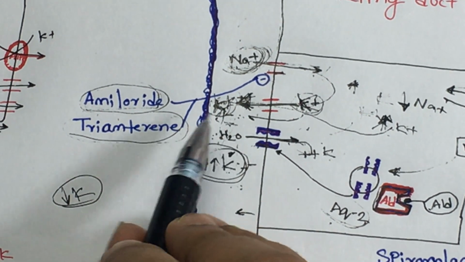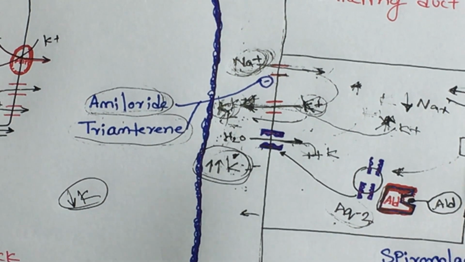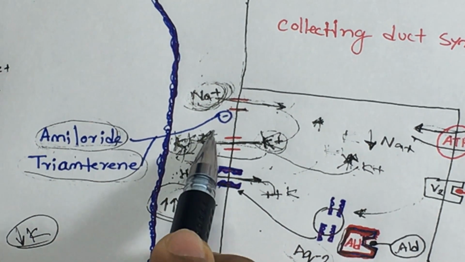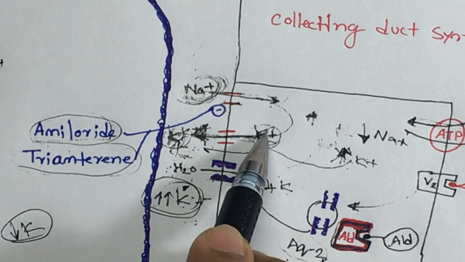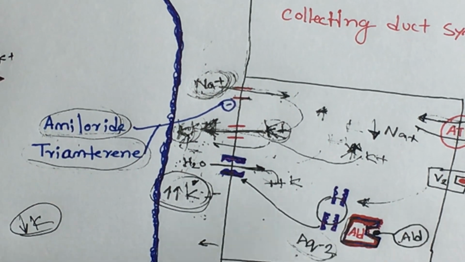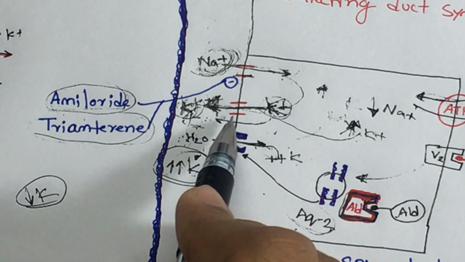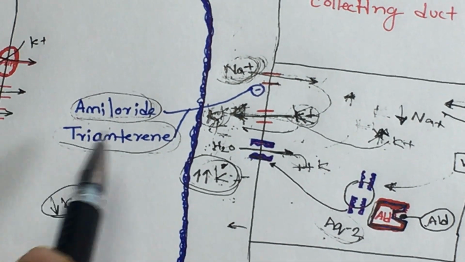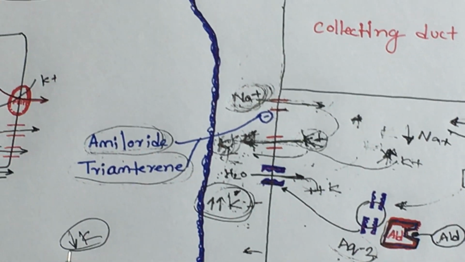And it will also cause the acidosis. How? Because we know one principle, that when we excrete the potassium, at the same time we also excrete the proton. So as we are not excreting the potassium, we are not excreting the proton, then that will make our blood acidosis.